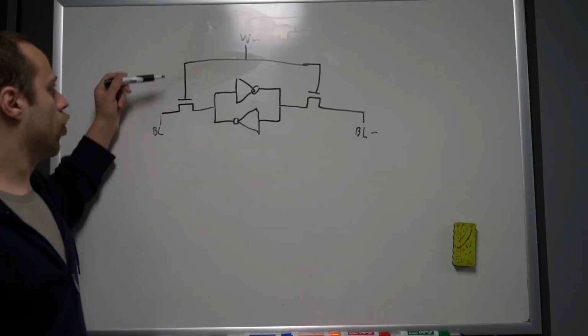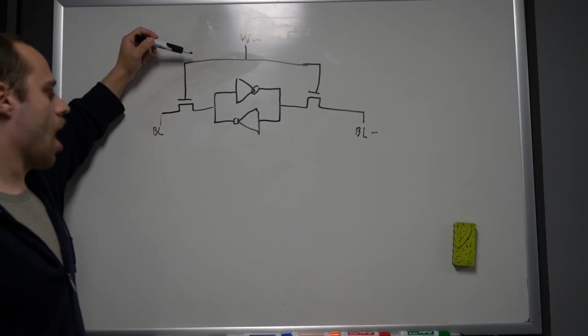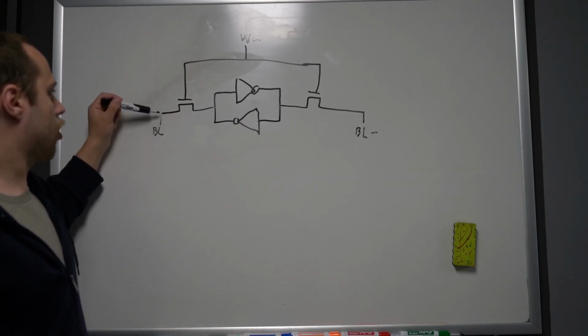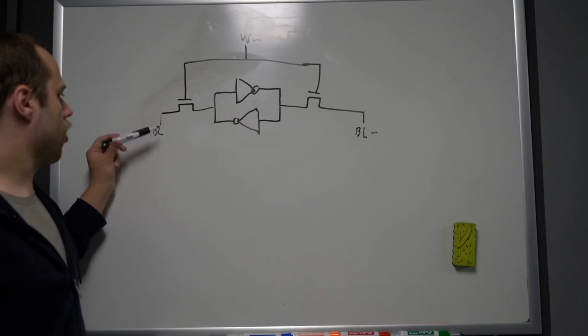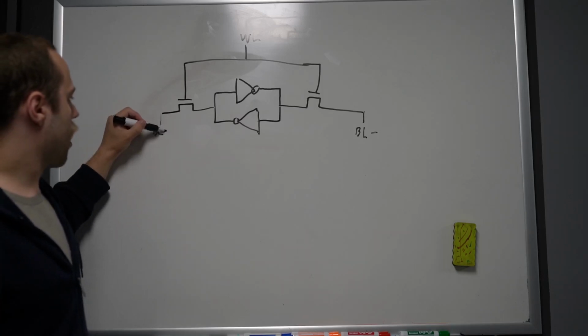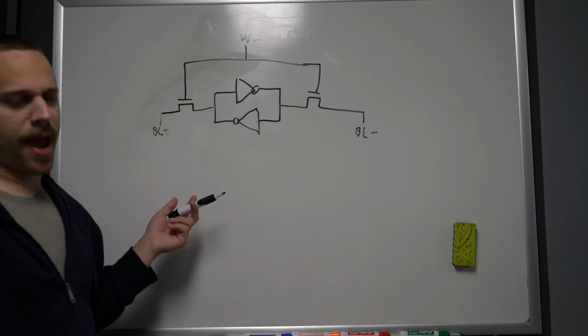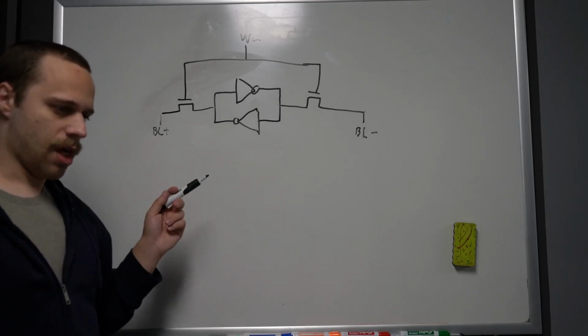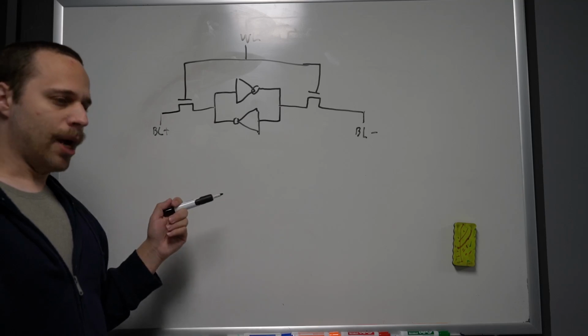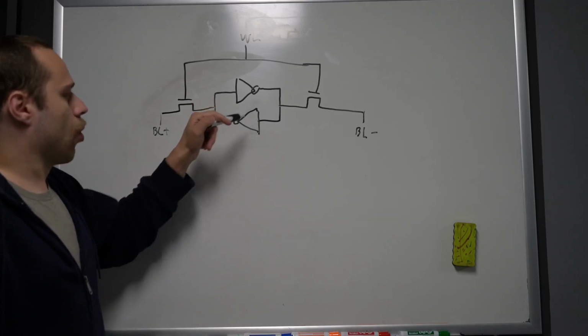To read, we bring the word line to a high state. This then connects the inverter loop to the bit lines, and we can feed the positive bit line and the negative bit line into essentially a comparator and see which one is higher than the other. And that differential measurement will give us the value stored in the bit cell.